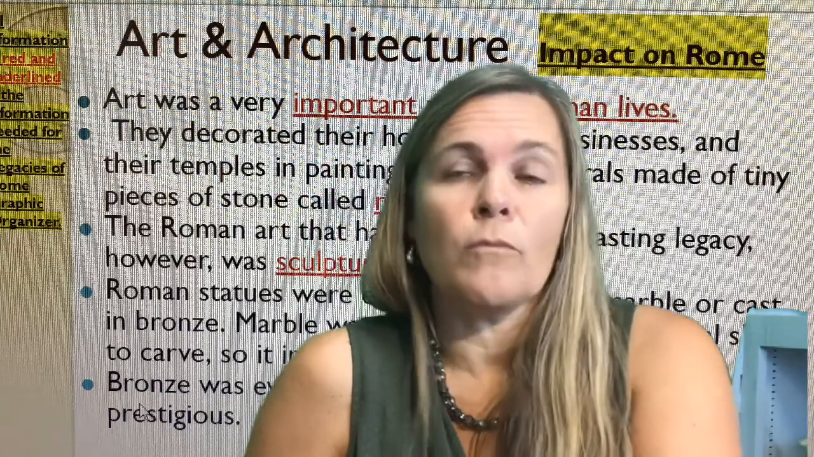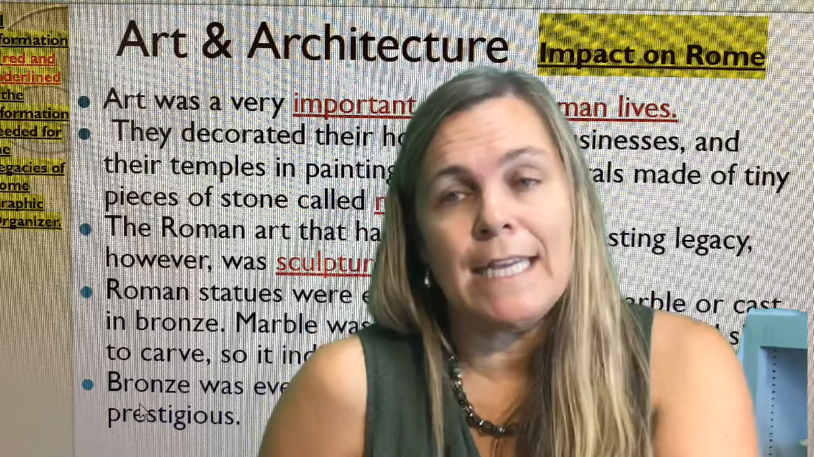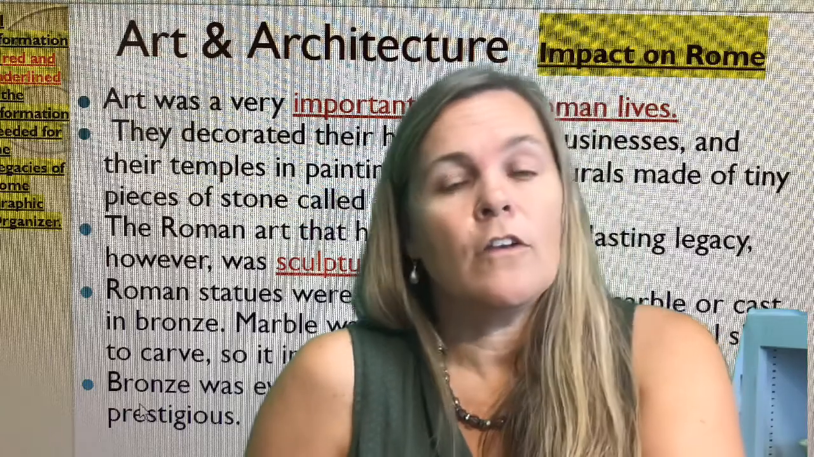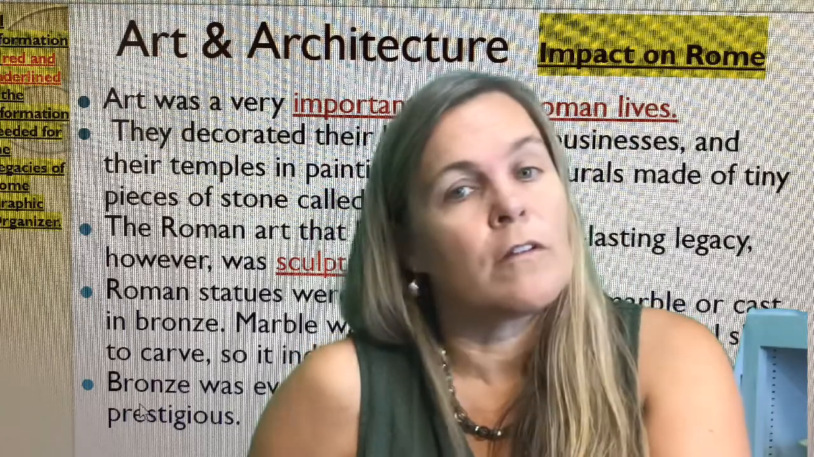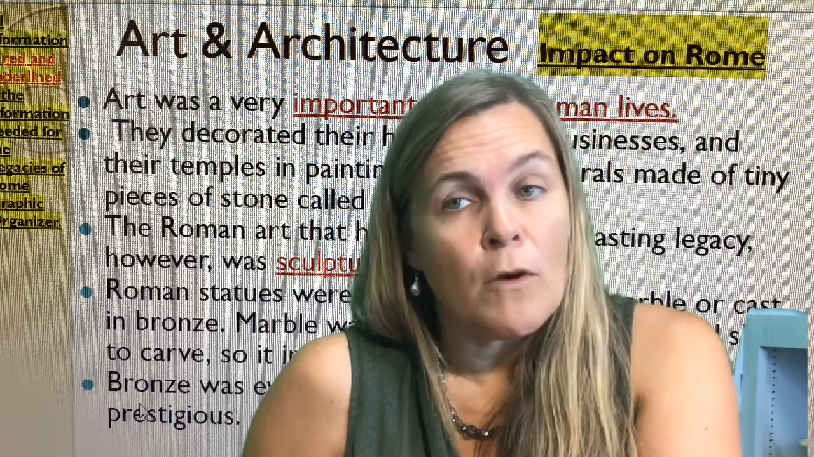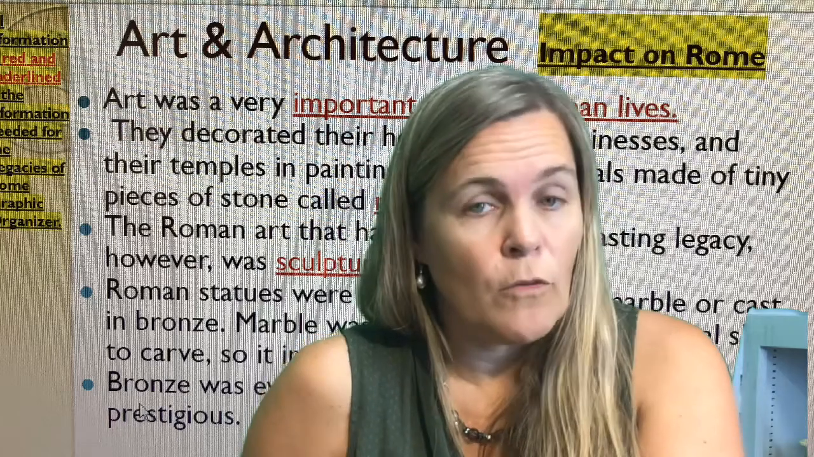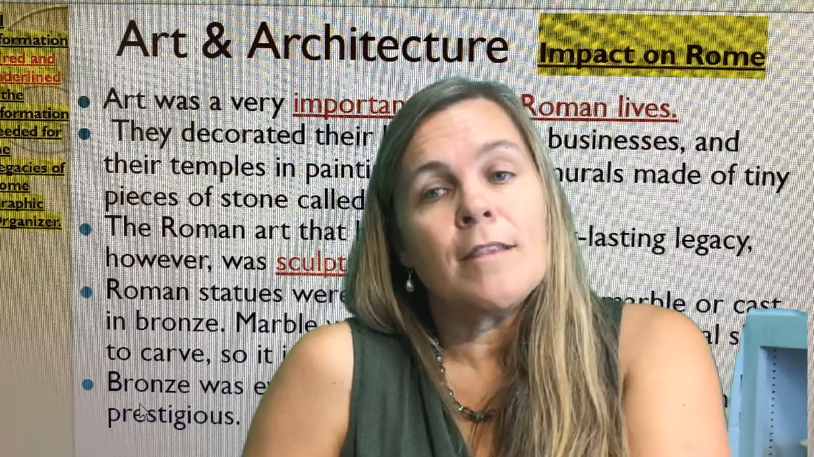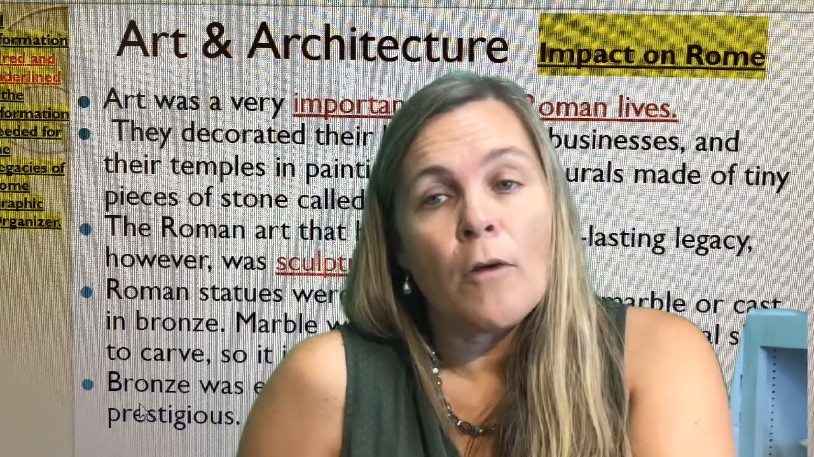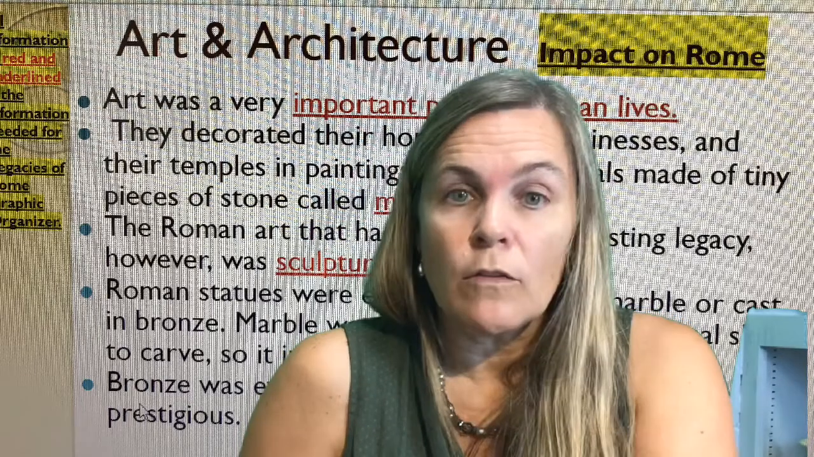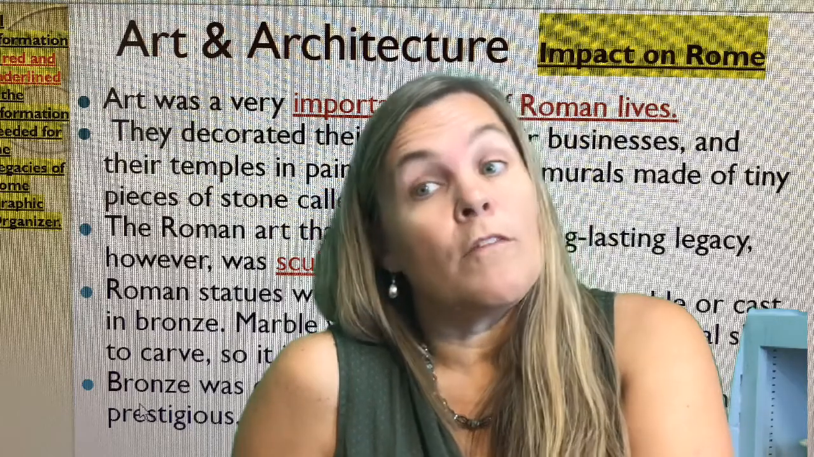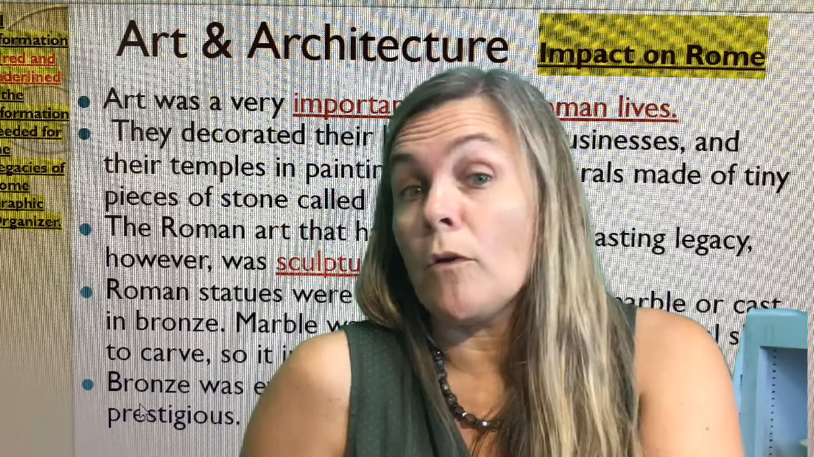They decorated their homes, their businesses, and their temples in paintings and in large murals made of tiny pieces of stone called mosaics. You can still find some around, and they're beautiful, and it's a beautiful art form that's still used today. The Roman art that had the most long-lasting legacy, however, was sculpture. The Roman statues were either carved from marble or cast in bronze. Marble was expensive and required real skill to carve, so it indicated social status. Bronze was even more expensive, so it was even more prestigious.